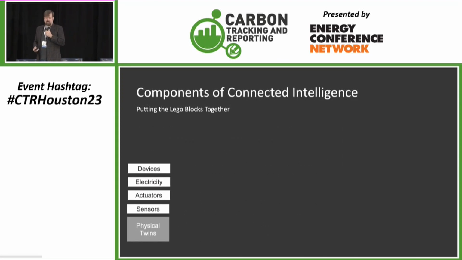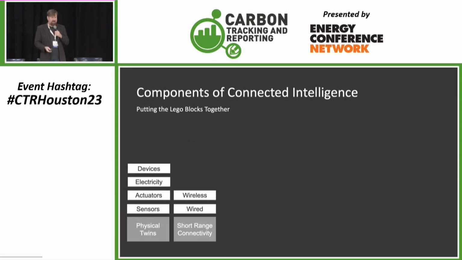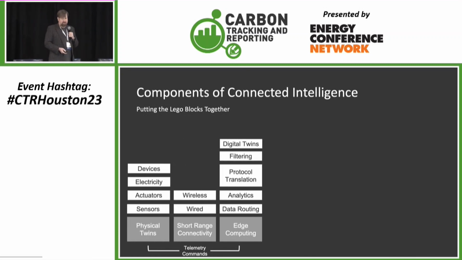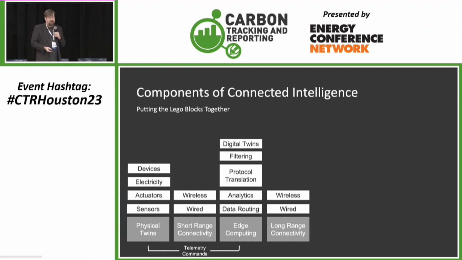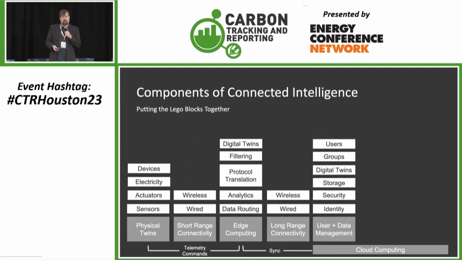So let me just throw some Lego blocks together from left to right. The physical twins: the tank, the wellhead, the tank car, the truck, whatever the thing is. And you've got devices out there, because you can't just have sensors. You have devices with electricity and network connectivity and actuators and sensors. You've got short-range wireless. You sometimes will use edge computing out there when you can't always reach back to a cloud. You've got long-range connectivity. It could be cellular, it could be LoRa, it could be something else.